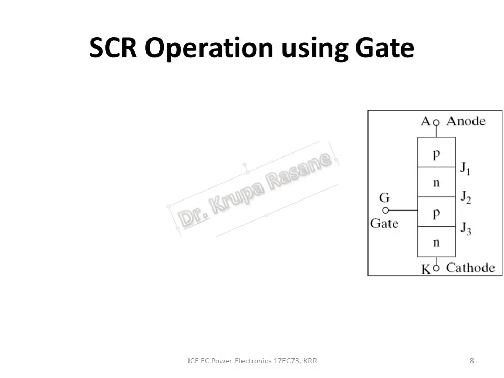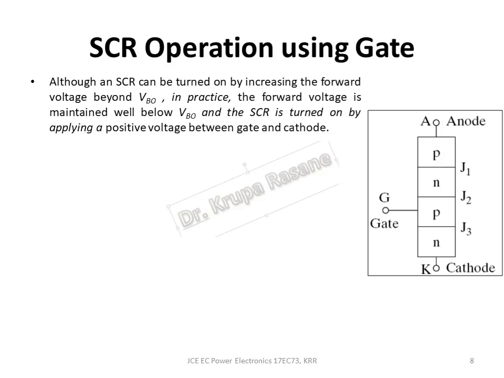Now let us look at the SCR operation using the gate. Till now we just applied a forward voltage between anode and cathode, but we did not use the gate terminal. So if I am going to use the gate, what happens? Although an SCR can be turned on by increasing the forward voltage beyond VBO, the breakover voltage, in practice the forward voltage is maintained well below VBO. We should not try to go beyond the breakover voltage.